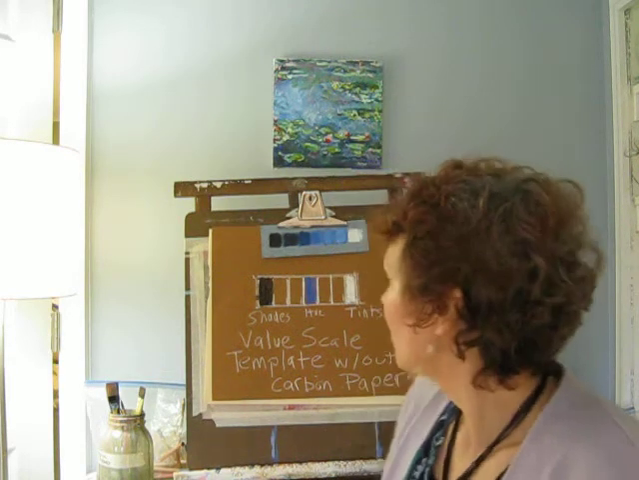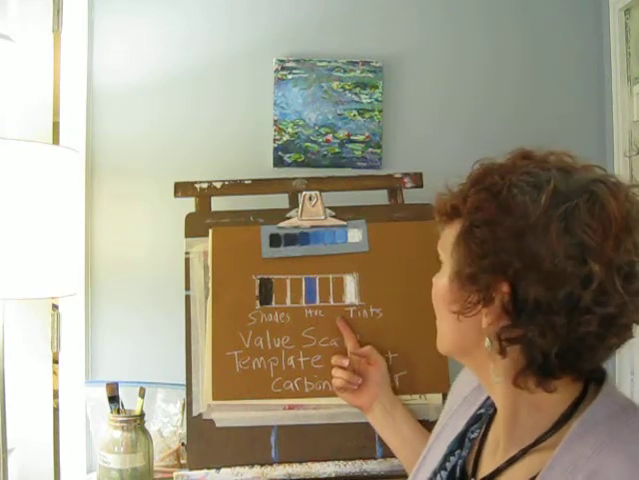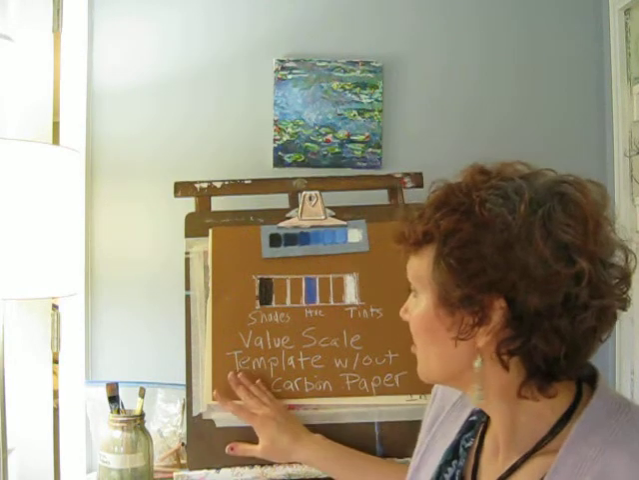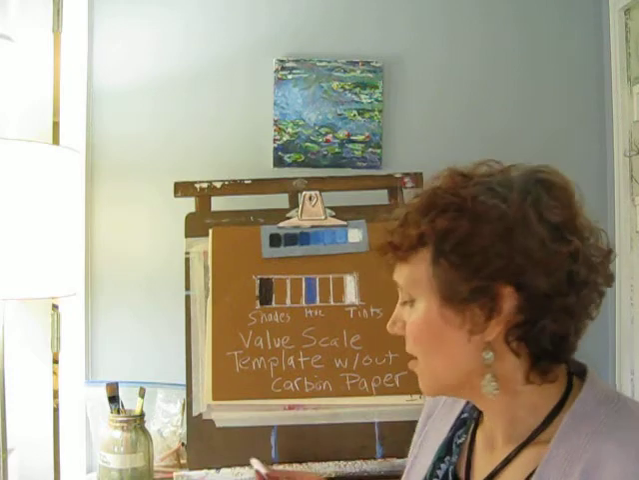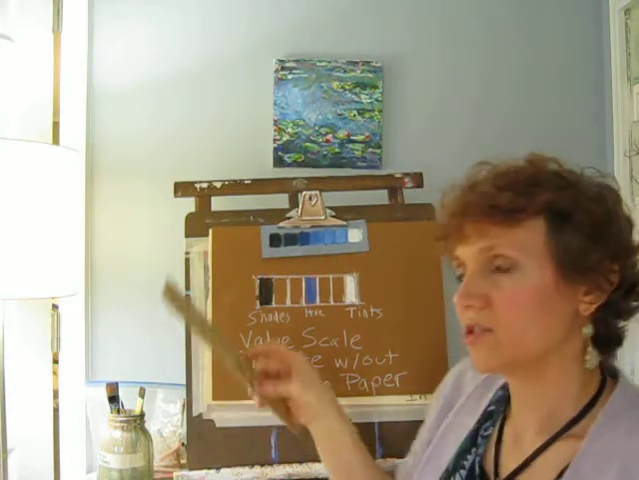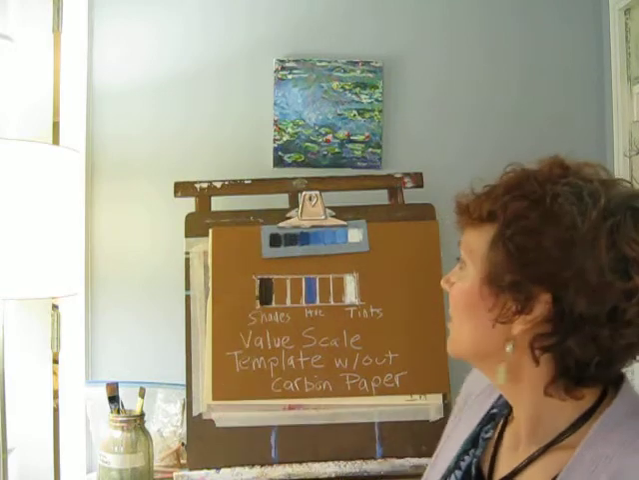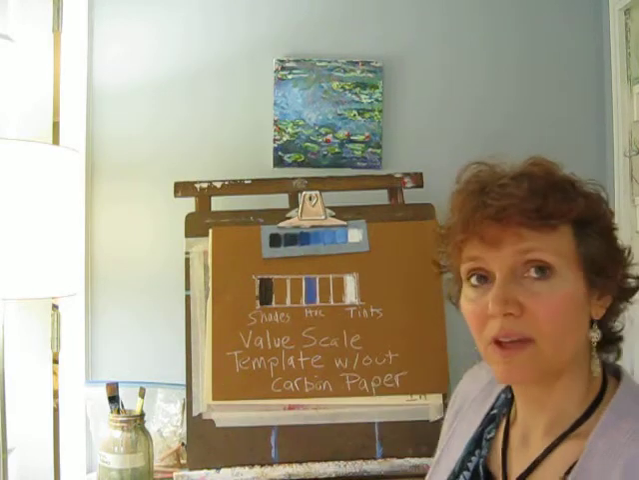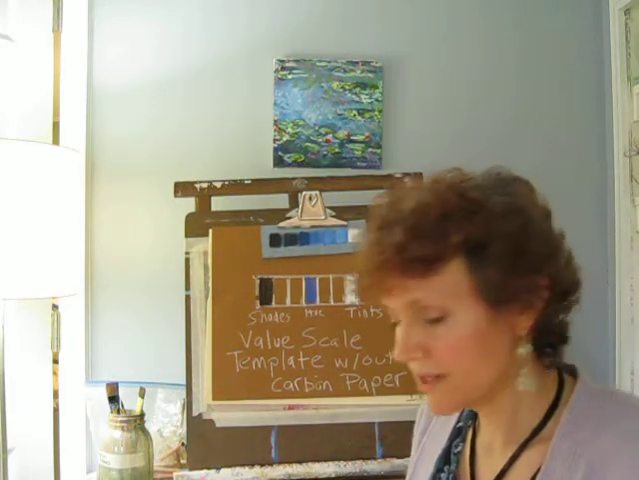Hi, welcome back class. I just wanted to show you another method for creating a template for your value scale. If you don't have carbon paper, it's no problem at all. You can just use some pastel paper, white soft pastel chalk, and a ruler, and base that on the template that I sent you for the measurements.